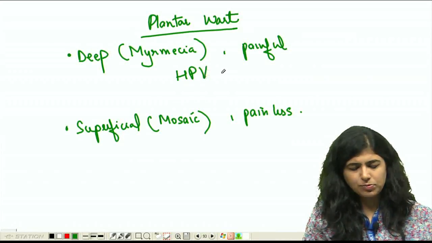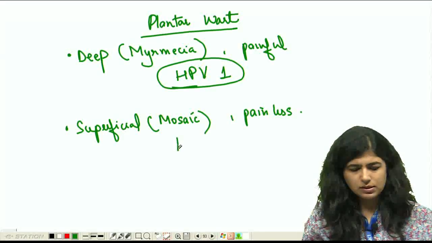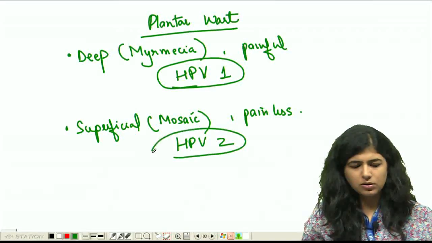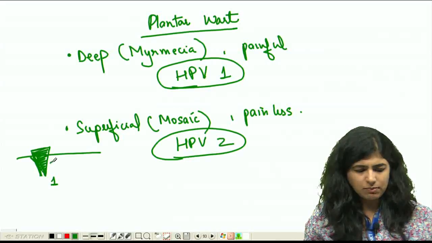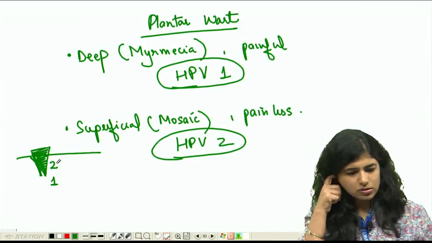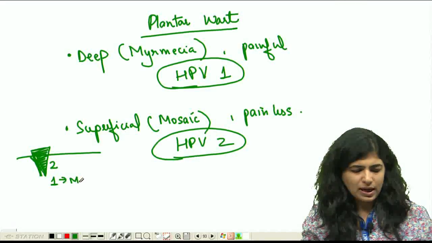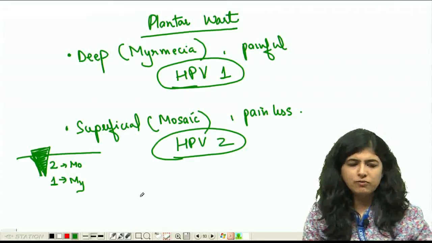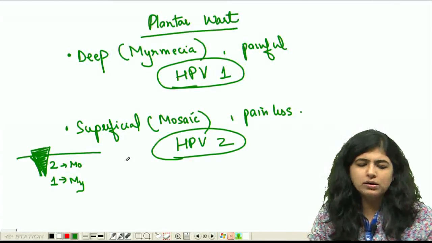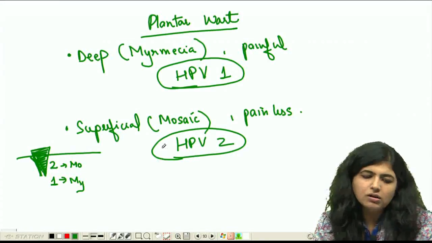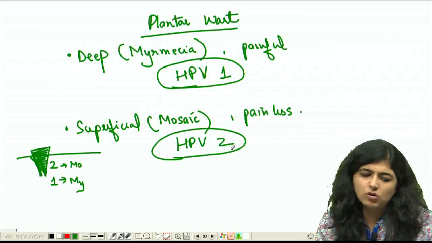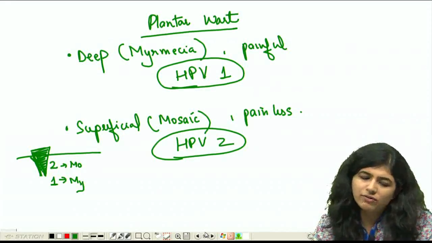Myrmecia is caused by HPV-1. Mosaic is caused by HPV-2. Like this, in the feet. Remember that 1 comes deep, 2 comes superficial. Myrmecia has MY, which is in the last; it is deep. Mosaic, MO, will come first; this is superficial. So a deep plantar wart is myrmecia wart caused by HPV-1. It is very painful, while that which is superficial is caused by HPV-2. Clear to everyone?